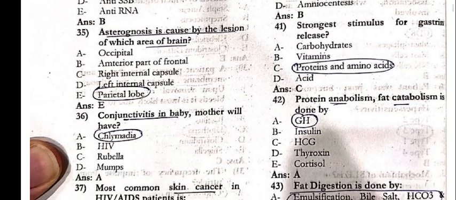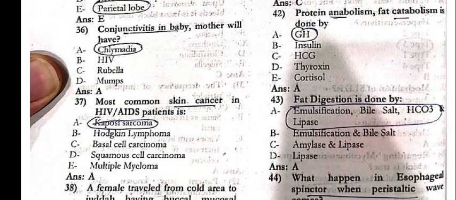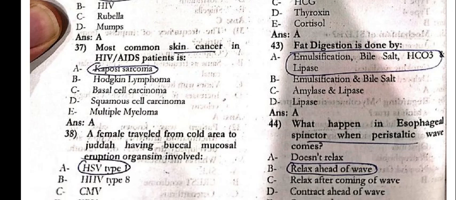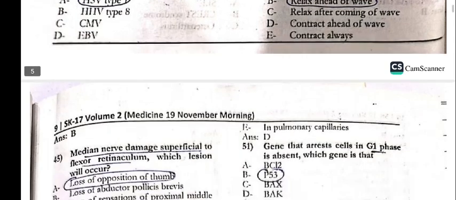Strongest stimulus for the gastrointestinal hormone is the proteins and amino acids. The protein anabolism, fat catabolism is done by the growth hormone. The fat digestion is done by emulsification, bile salts, bicarb and the lipase. Next, 44, what happens in the esophageal sphincter when the peristaltic wave comes? The LES relaxes ahead of the wave.